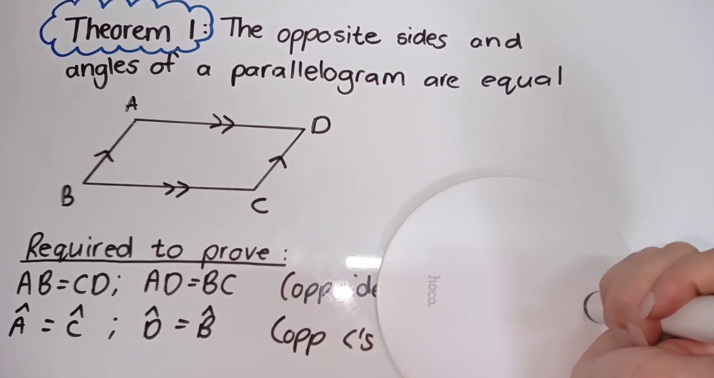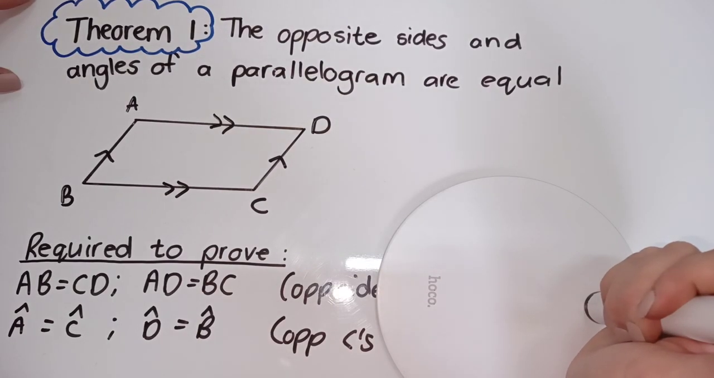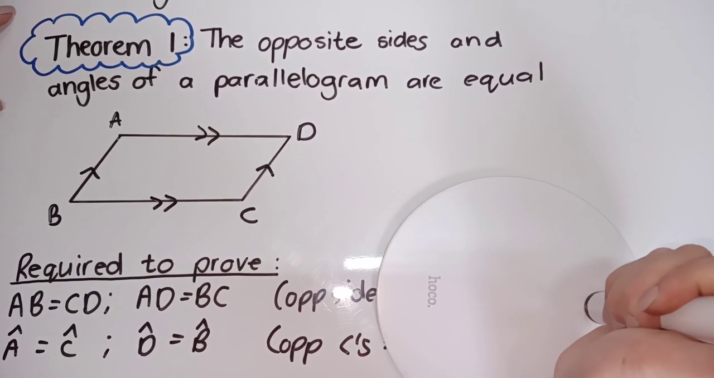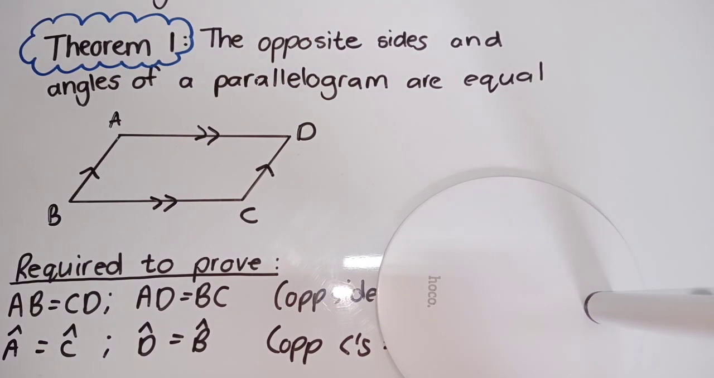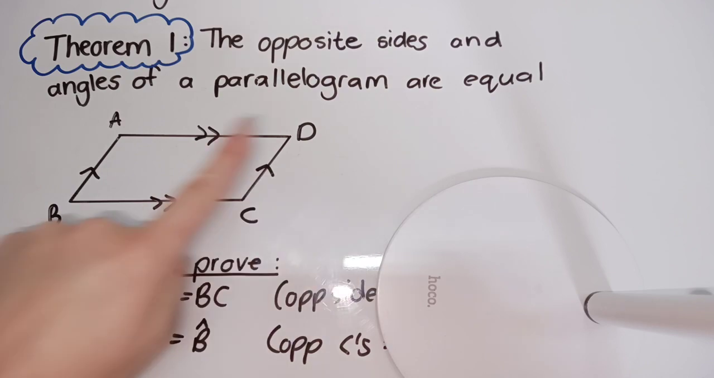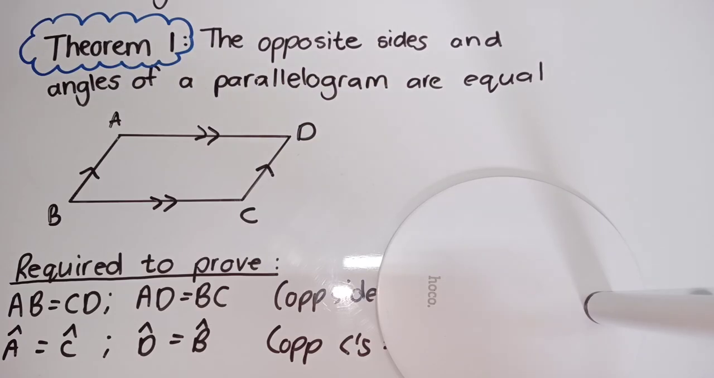So, we need to prove this theorem. When we're proving theorems, I always think of it like when you had natural sciences last year in grade 9. The theorem is kind of like the hypothesis. Remember, the hypothesis is a statement that you're going to state, and then you're going to prove whether it is true or false by carrying out an experiment. So, this is our hypothesis. We call it a theorem in maths, that the opposite sides and angles of a parallelogram are equal.